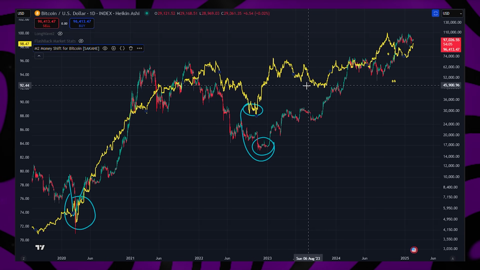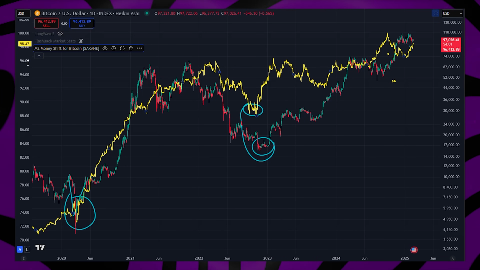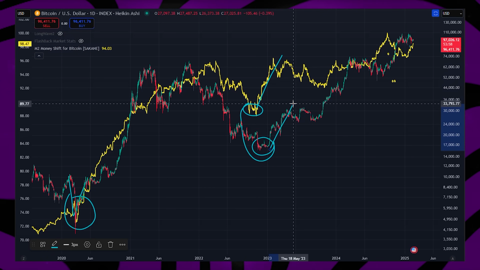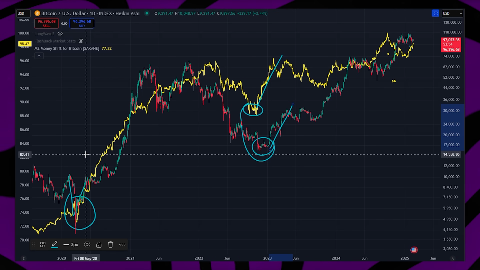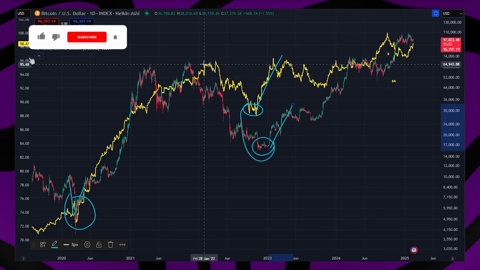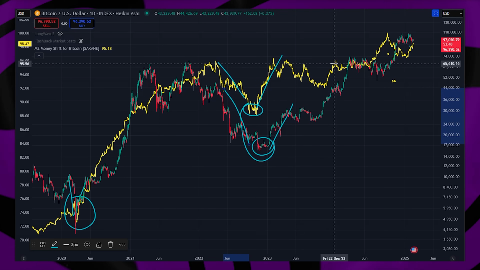When liquidity increases, investors tend to move capital into assets like stocks, commodities, and crypto, fueling price appreciation. On the other hand, when central banks tighten liquidity and reduce M2, risk assets, including Bitcoin, tend to decline.